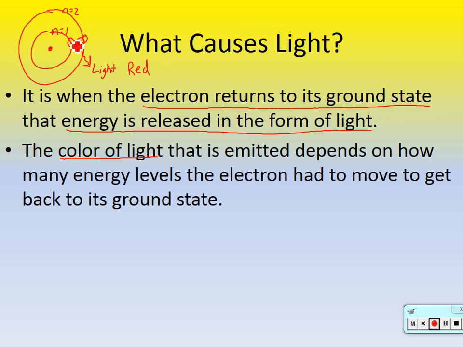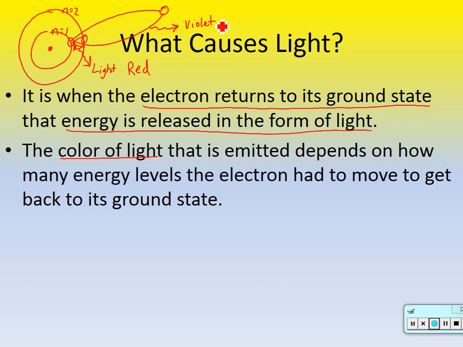Yeah, you got to give it a ton of energy. Get it out here into one of these higher energy levels, and then when it comes back down, it's going to give off a violet light. I can see that. That's cool. Okay. But these bulbs here are releasing white light, and the sun is white light. How is it giving off white light?